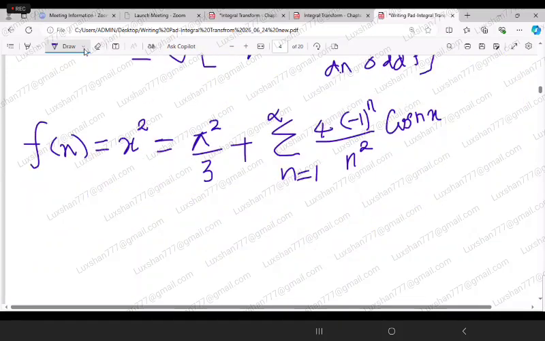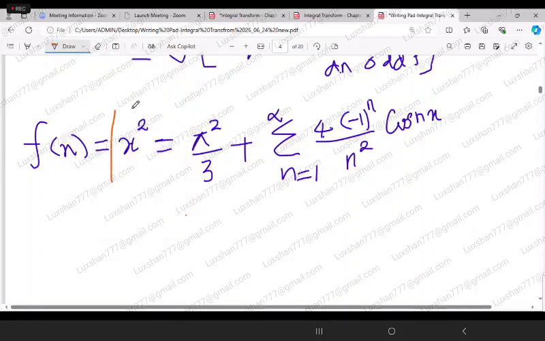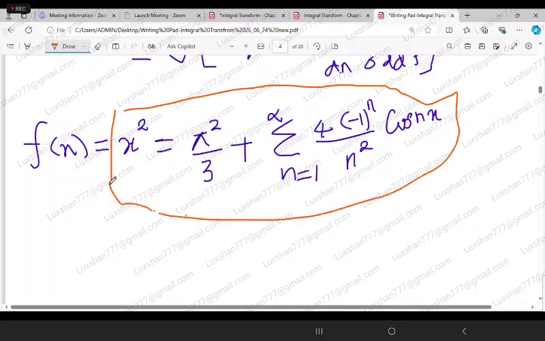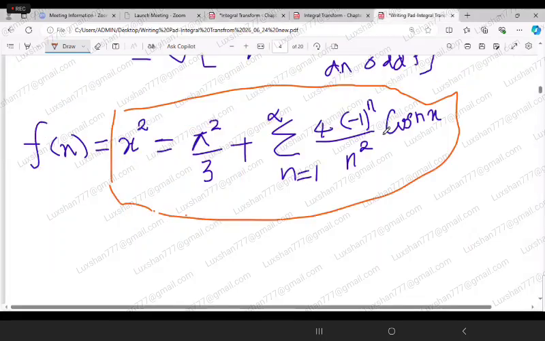So that is the Fourier series of x squared, because my Bn is 0. Now, if you look at the question, the first one is 1 over 1 squared plus 1 over 2 squared plus 1 over 3 squared equal to this one. So what is the suitable value you can put for x?